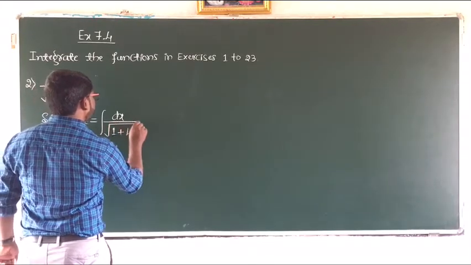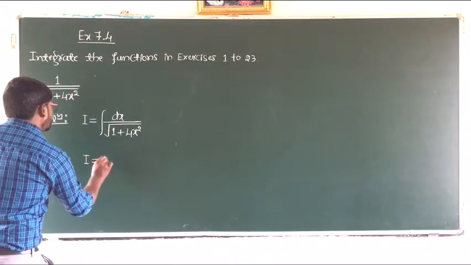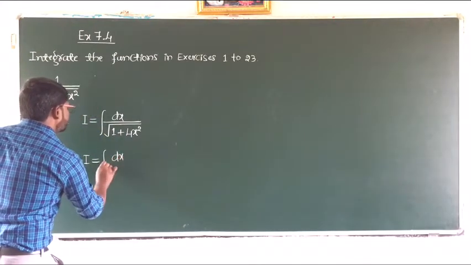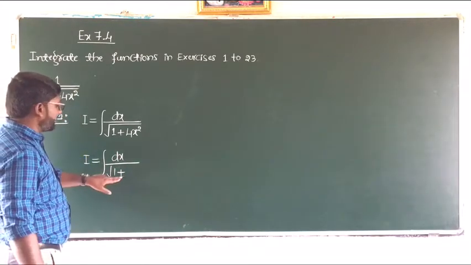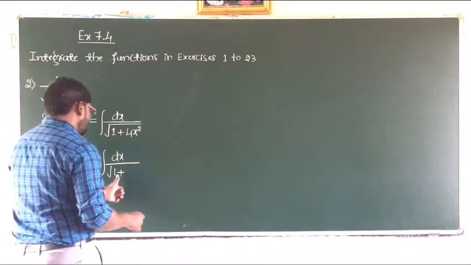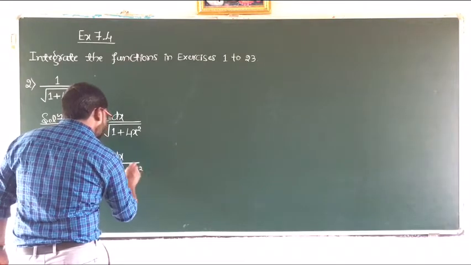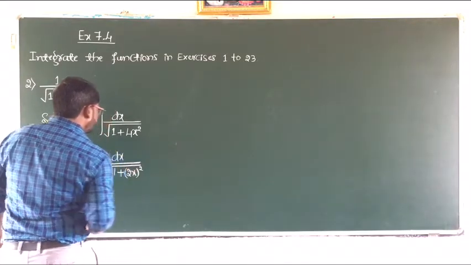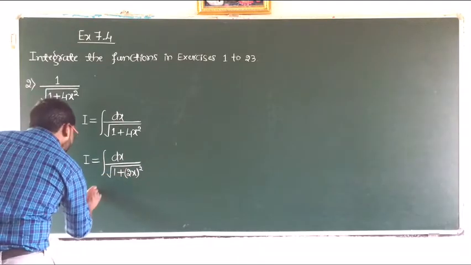4x square. So now in the next step, I which is equals to integral dx upon under root 1 plus, so 4x square can be written as 2x the whole square. So this can be written as 2x the whole square. So now I go for the substitution. Put 2x equal to t.